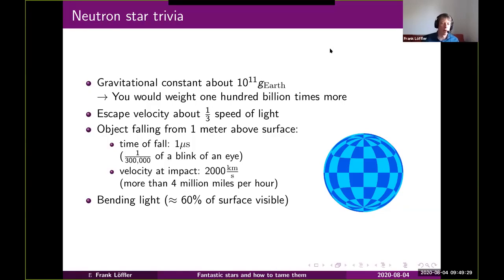If you have an object falling from 1 meter above the surface, that's still quite a bit. I mean, you have 12 kilometers of diameter, you have 1 meter above the surface. The time of that fall will be 1 microsecond. That's a really, really short time. And in that 1 meter, you will gain a velocity of 2,000 kilometers a second. That's your impact velocity on that neutron star. So that again shows you how extreme these stars are.